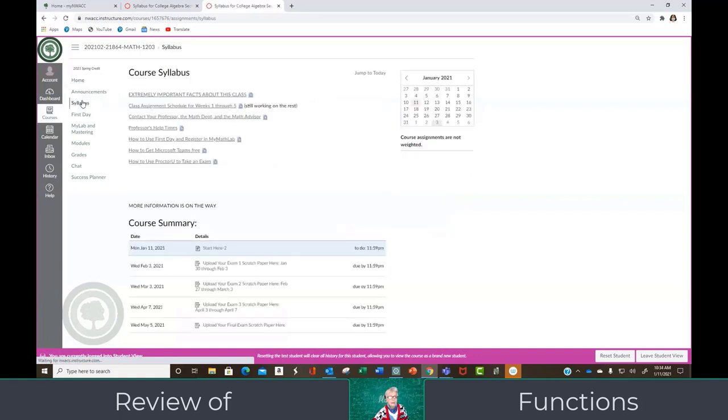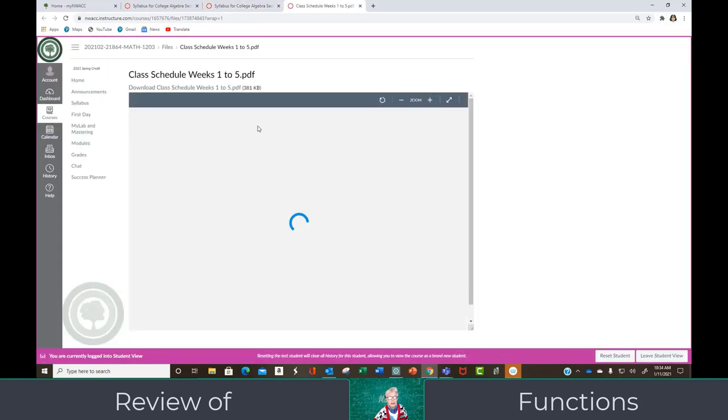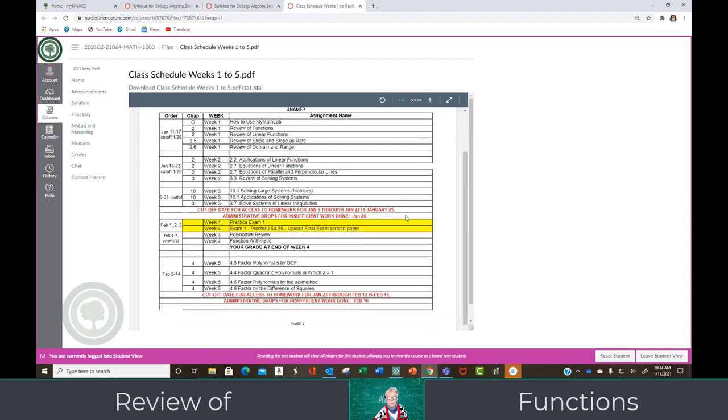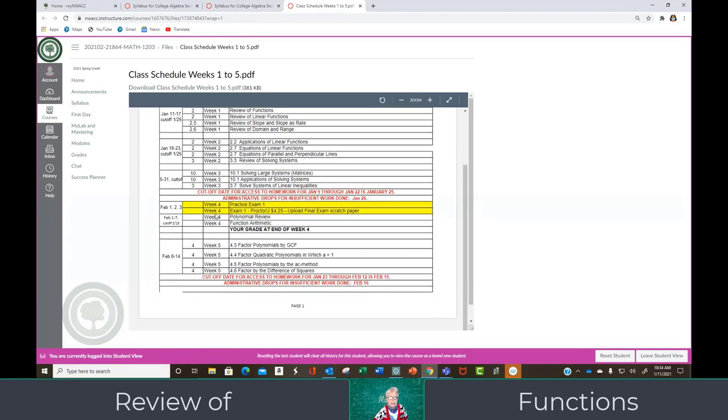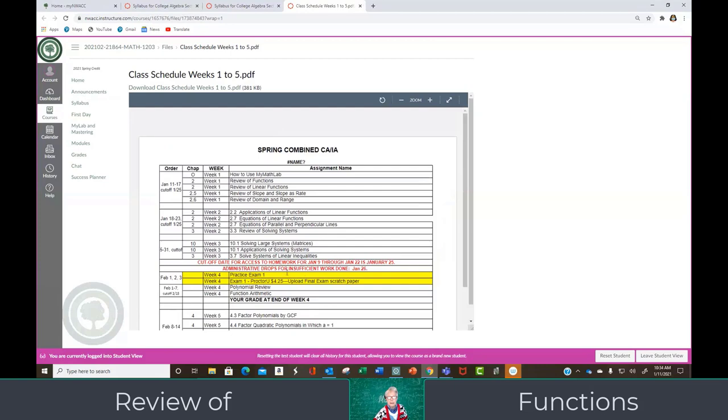What's in the syllabus is very important: the extremely important facts about the class. The class assignment schedule, I've finished up through the first 5 weeks. Notice your exam here is on the fourth week. You're going to want to read this, not right now, but later. All you have to do is click on it.